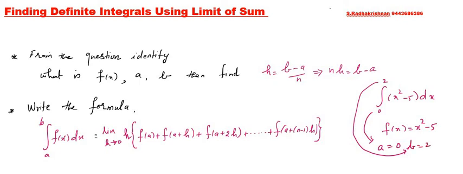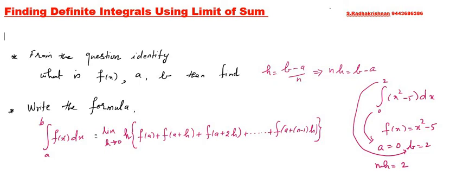Then see the next step. What we have to find here? From here we have to find nh, which is equal to b minus a. B minus a is 2 minus 0, that is 2. This is your first step. Very easy, understood.